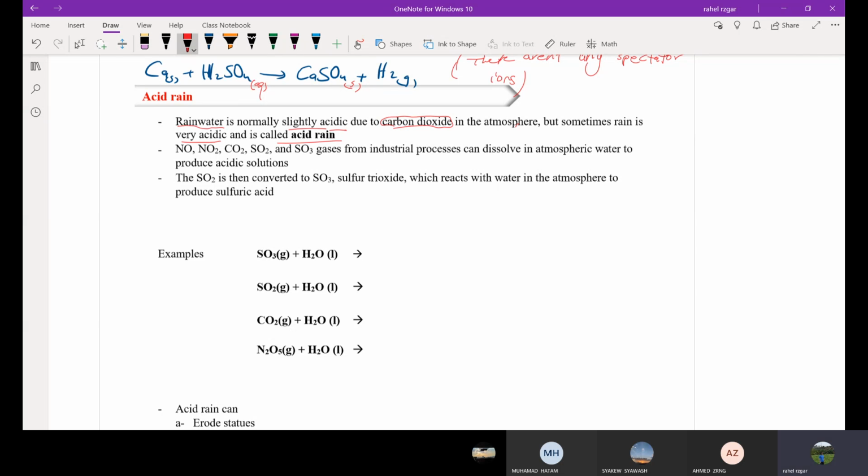Because gases like NO, NO2, CO2, SO2, and SO3 exist in the atmosphere in very large amounts due to industrial processes, which dissolve and get mixed in the atmospheric water, in the rain or with the rain. Then they will form acidic solutions.